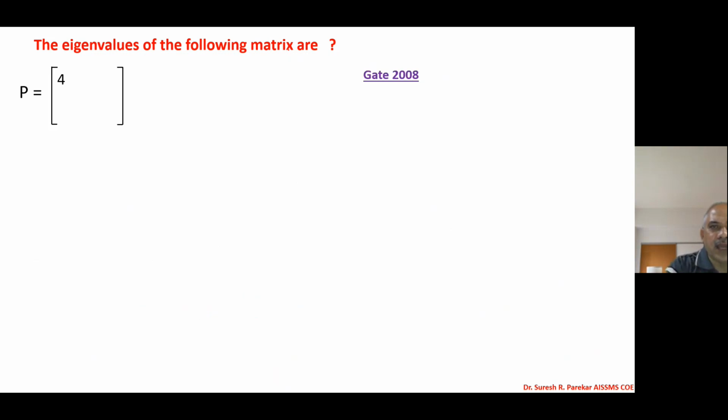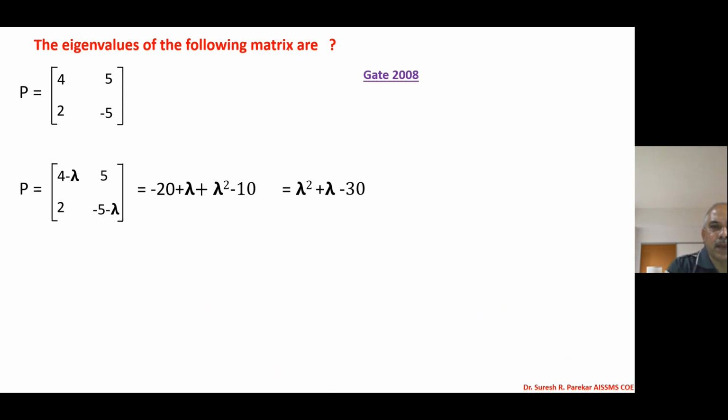Then we have the eigenvalues. So we can have this lambda square plus lambda minus 30. So we have lambda square plus lambda minus 30, and then we are going to get this. So now here we can directly go: this is plus 1, so 6 and minus 5. So lambda plus 6, lambda minus 5 equal to 0. And we have eigenvalues, that is lambda equal to minus 6 and lambda equal to 5.